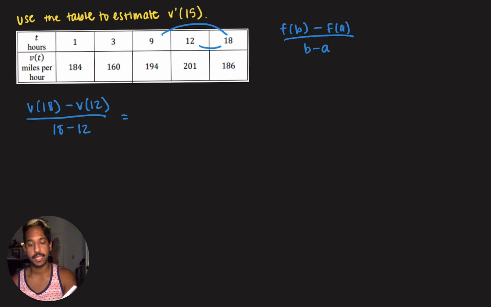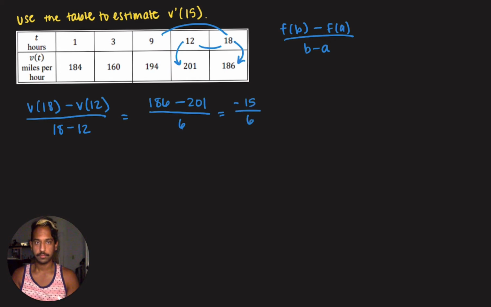V of 18 from the table, I can see, is 186. V of 12 is 201. All over 18 minus 12, that'll give me 6. 186 minus 201, that is negative 15, divided by 6. And we want to know what negative 15 divided by 6 is. Let me calculate that. That will equal negative 2.5.